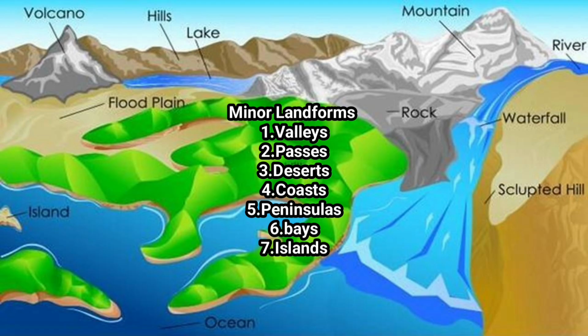There are many minor landforms. They cover much smaller areas on the Earth's surface. Minor landforms are smaller geological features than major ones like mountains or plateaus. Examples include buttes, canyons, valleys, and basins. These features are shaped by processes like erosion and deposition. They may also change over time. Some of the minor landforms of the Earth are valleys, passes, desert landforms, coasts, peninsulas, bays and islands.